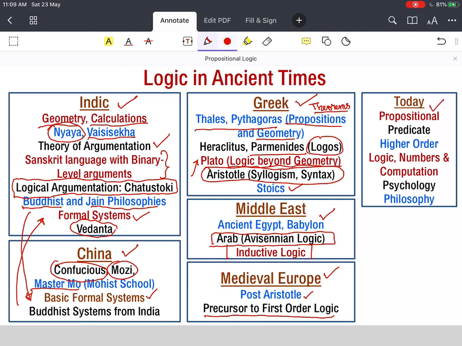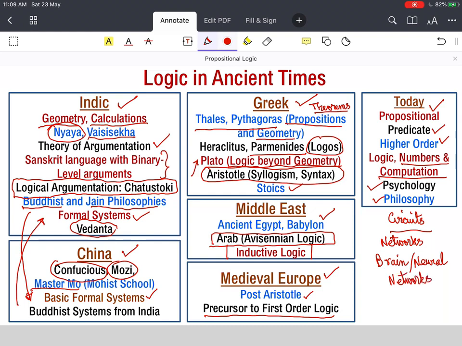Today, logic is a very, very deep discipline. Today we will discuss propositional logic, which is the first phase. Then there is predicate or first order logic, there is higher order logic, and logic has got an intricate relationship with numbers, with computation, with circuits, with psychology, with philosophy, and with various kinds of networks, including brain computation, brain networks, neural networks, and things like that.